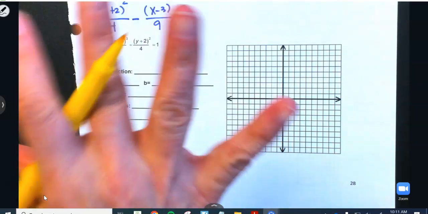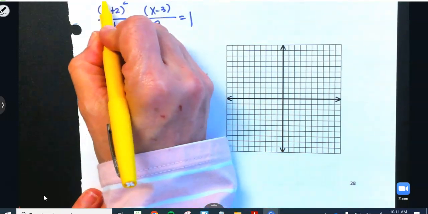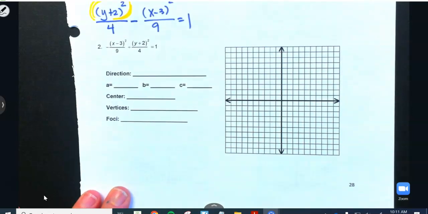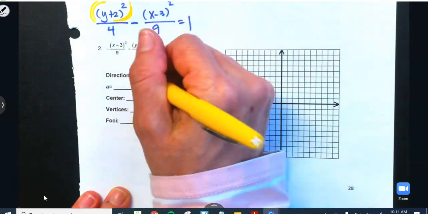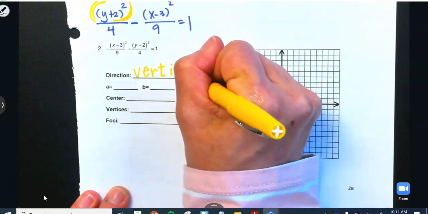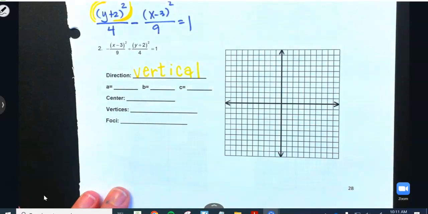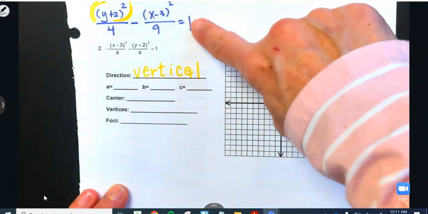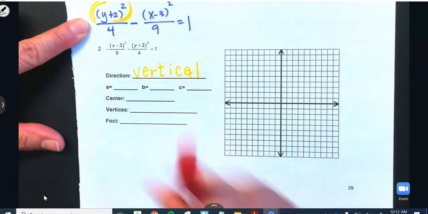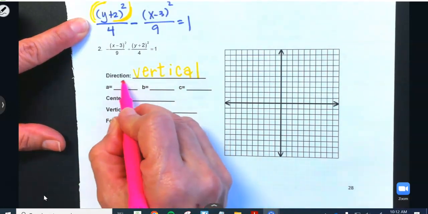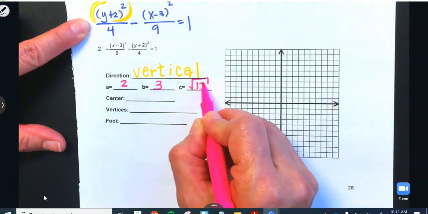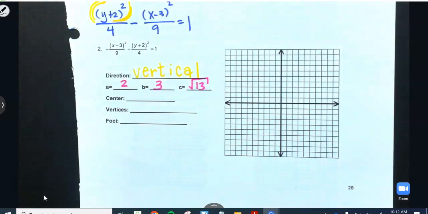All right. So when it is written in correct form, guys, your y value is first. So if your y value is first, we know it's vertical. So let's write vertical. All right, A, B, and C are still the same. So let's look at how we wrote it correctly. The A value is 2. The B value is 3. The C value is the root of 13. Any questions on those numbers?